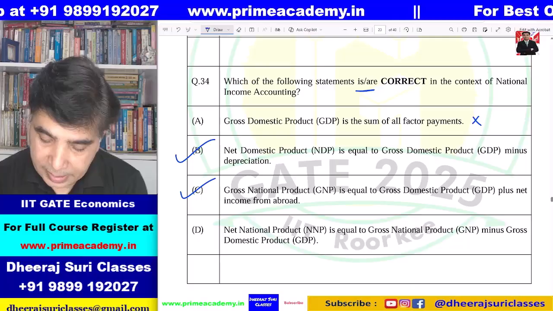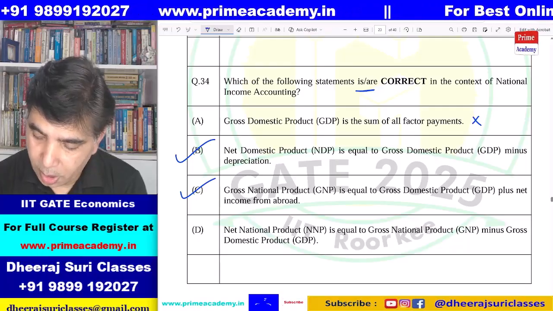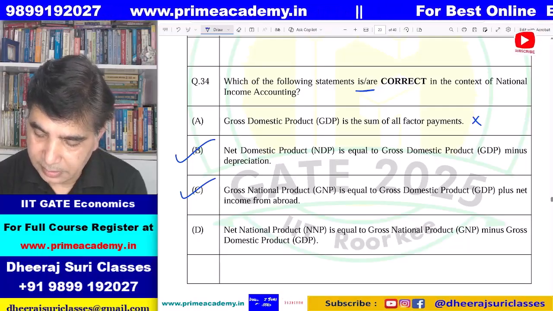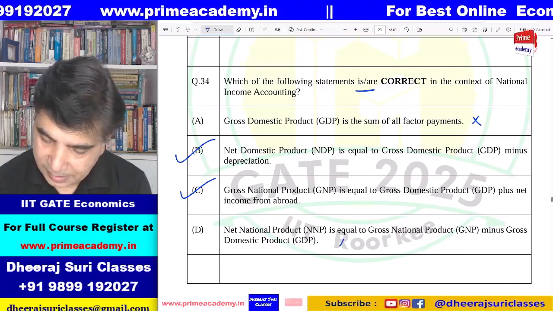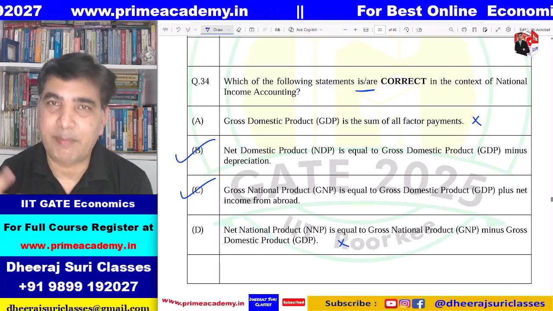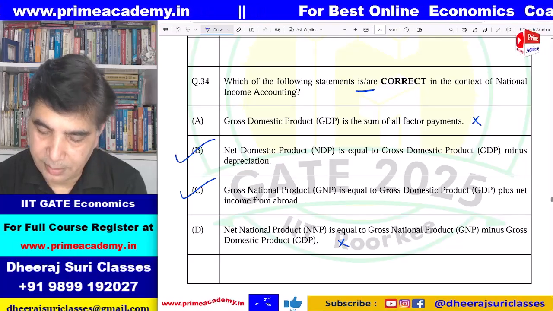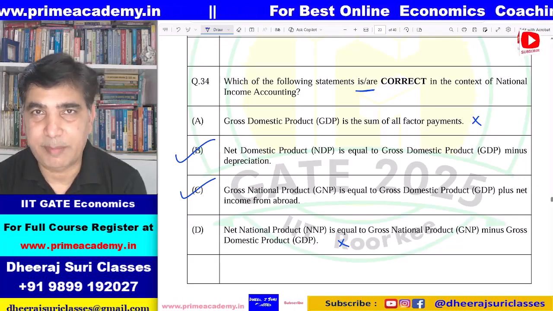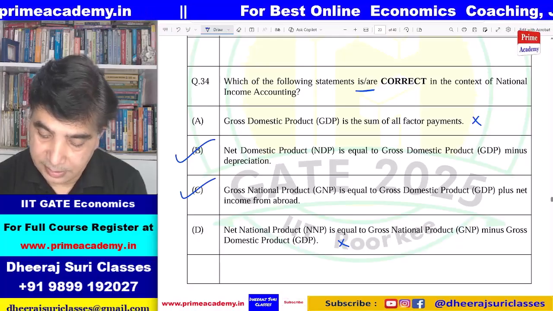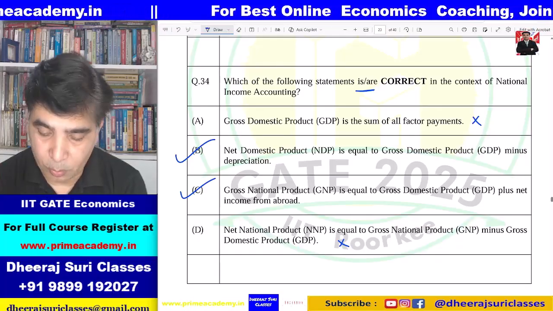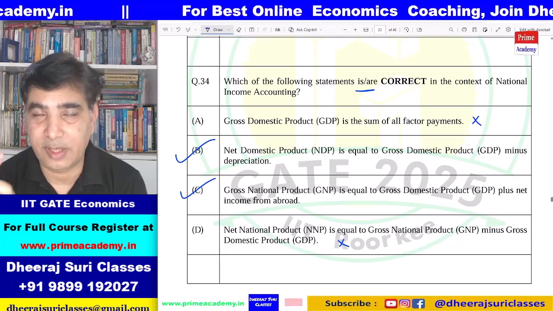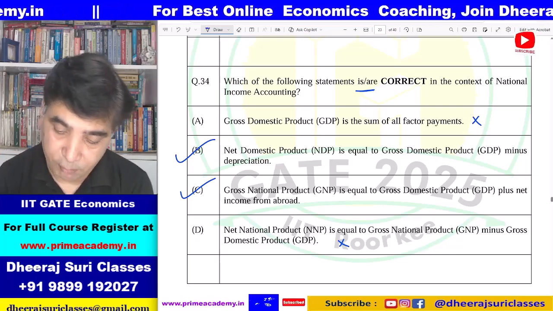Next: net national product is equal to gross national product minus gross domestic... No, this is incorrect. NNP is GNP minus depreciation, same as we did in part B. NNP is GNP minus depreciation. So D is incorrect. We are finding correct statements. Only B and C are correct. So there are 2 answers, B and C. We have to mark both of them.